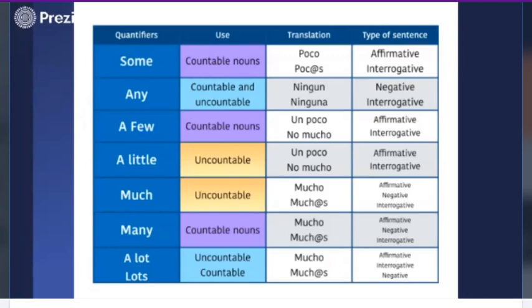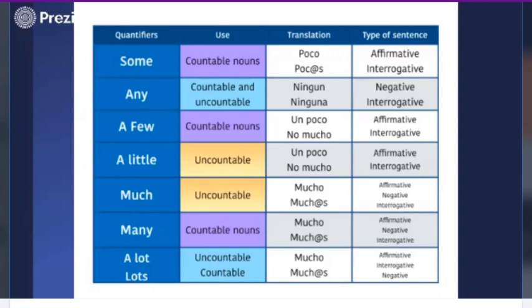Now we have much and many. That is another clue. Much is for uncountable and many for countable. Much and many mean the same, mucho o muchos o muchas. And you can use them in the three forms, affirmative, negative, and interrogative. The only thing is with much, remember, we use it for uncountable, many for countable.